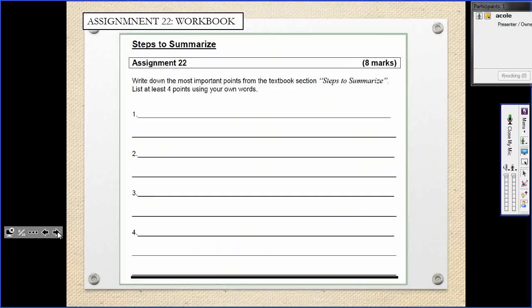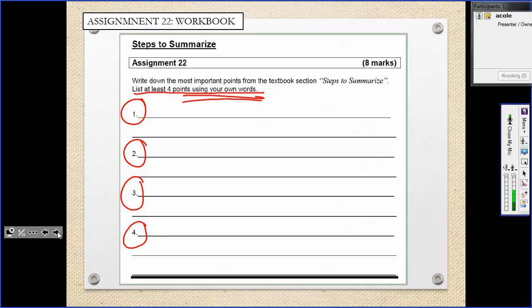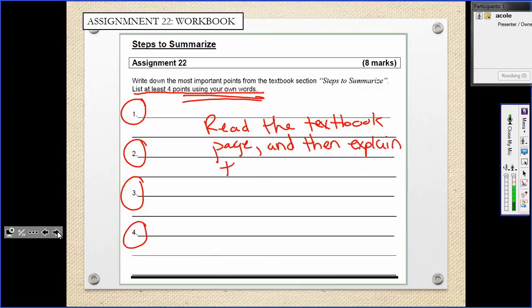So you notice here, a big hint is that there are 4 things to say, okay? And what you need to do, it says, list at least 4 points using your own words. That's the key, okay? So you read the textbook, read the textbook page, and then explain the 4 steps in your own words.